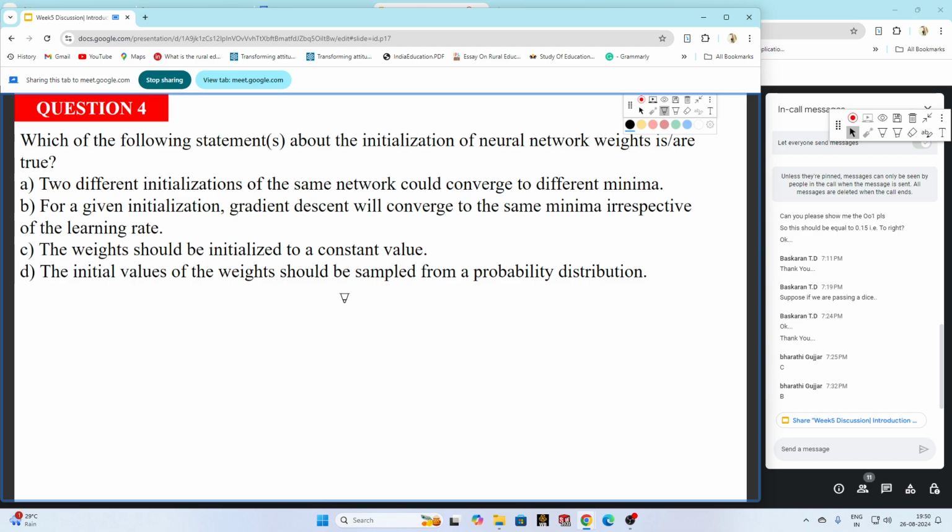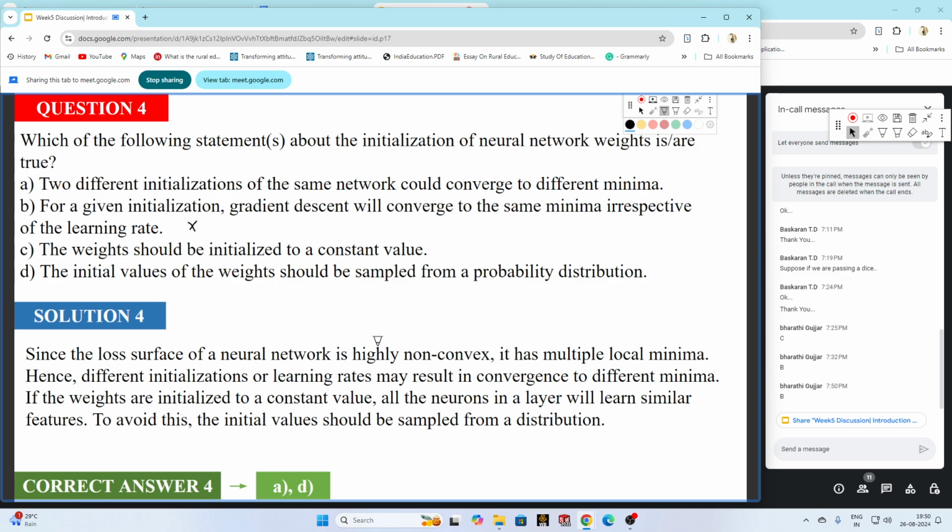So, any guesses? Which are true? Yeah, Bharati is saying B: for a given initialization, gradient descent will converge to the same minima irrespective of the learning rate. No, B is actually incorrect. Any other guesses? Okay, so yeah, A and D are correct.